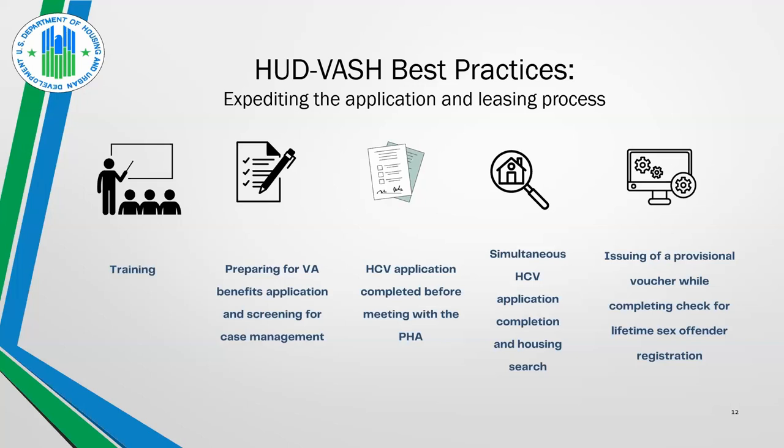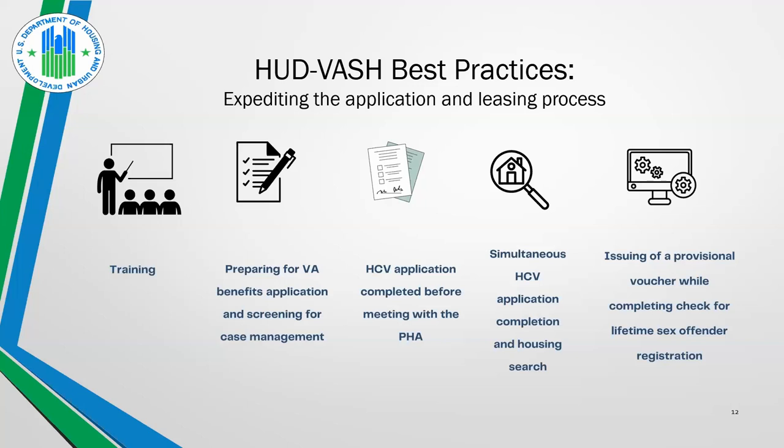Another strategy to consider is simultaneous HCV application completion and housing search. PHAs may consider allowing veterans to complete the voucher application and housing search packet at the same time. Allowing the application and housing search to occur simultaneously provides the VAMC with an opportunity to work with veterans to complete the application, obtain necessary documentation while also searching for a unit. Subsequently, when veterans attend their orientation, they submit both their applications and requests for tenancy, which thereby reduces the number of days in the leasing process.